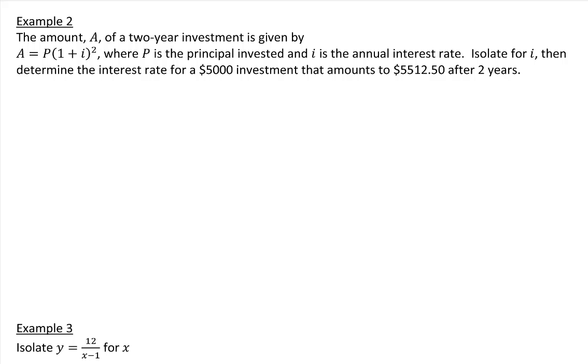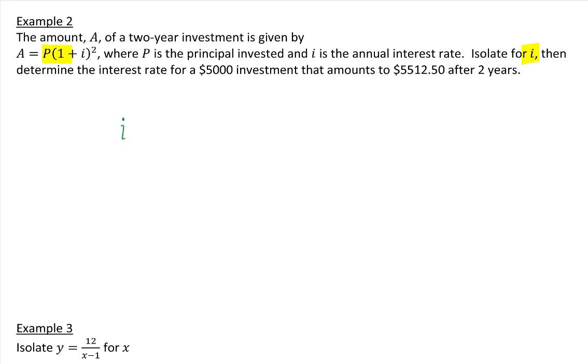So the amount A of a 2-year investment is given by the formula A equals P times (1 plus I) all squared, where P is the principal invested, the amount of money you put into the account, and I is the interest rate. So we want to isolate for I, then determine the interest rate for a $5,000 investment that ends up equaling $5,512.50 after 2 years. So again, we want to isolate for I. So let's look at what happens to interest rate.